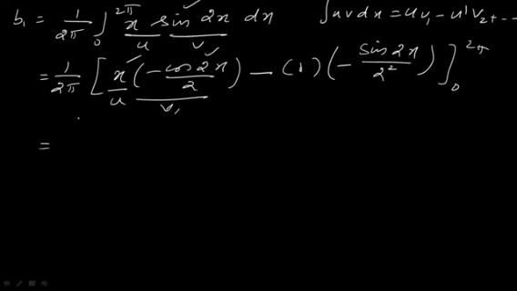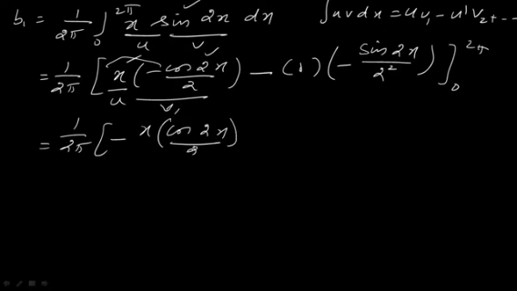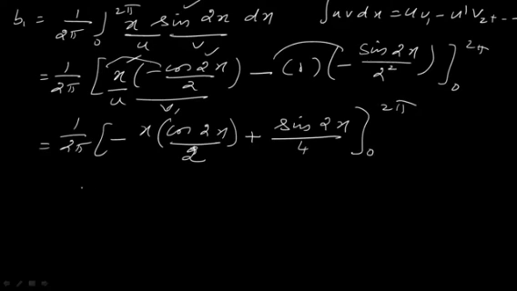So let me simplify this. That is 1 by 2 pi. You take minus to the front. Minus of x cos 2x divided by 2. So here minus and minus becomes plus sin 2x divided by 4 with the limit from 0 to 2 pi. Let me now substitute the limits. That is 1 by 2 pi of, put a big parenthesis, inside that you have a sub parenthesis.